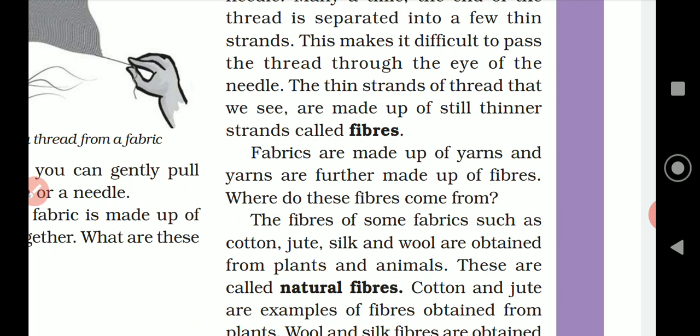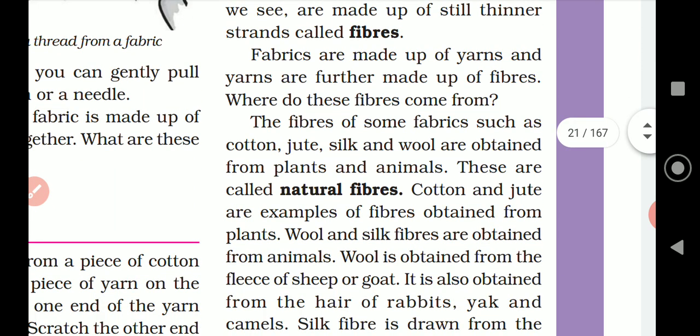So where do these fibers come from? We know that fibers come from fabrics, and where do these fabrics come from? They are either from the cotton plant or jute plant. Silk we get from the silkworm, and wool of course we get from animals. The animal may be a sheep, a camel, or a goat, right? The goat means not our Indian goat, it will be the goat from the polar region. So these are called natural fibers.